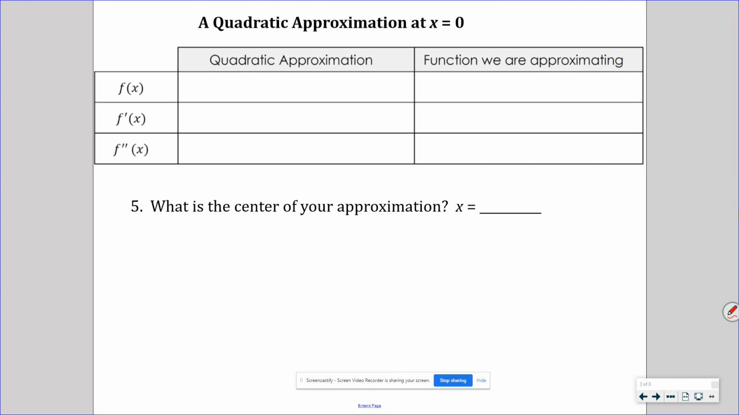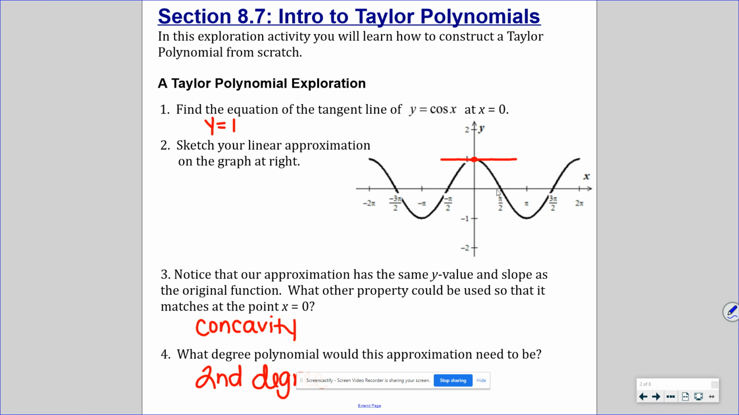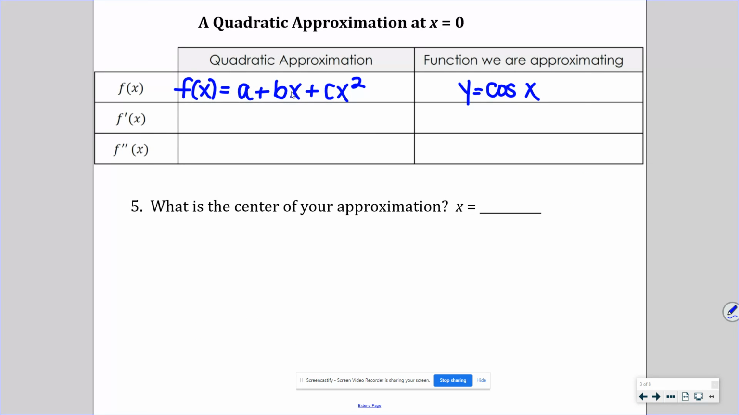All right, so let's do that. We're going to do an approximation technique here. The function we are approximating is y equals cos of x. And the quadratic approximation is just the standard form of a quadratic equation. We don't know what a, b, or c would need to be to make a quadratic function that hugs this curve here, so we're going to start with something very basic and just call it a plus bx plus cx squared. You could even flip this around if you wanted to.